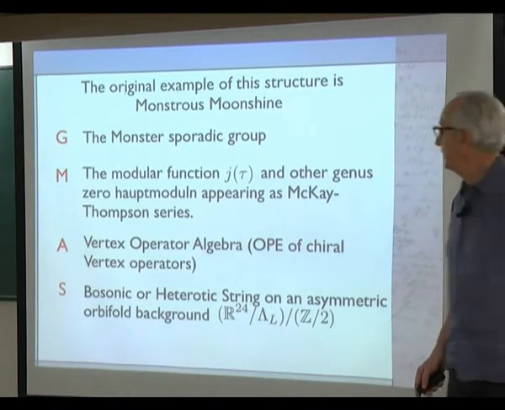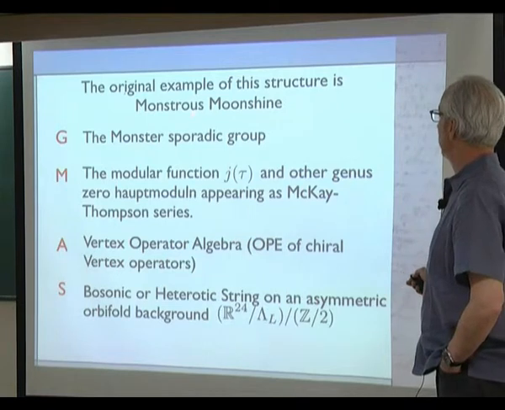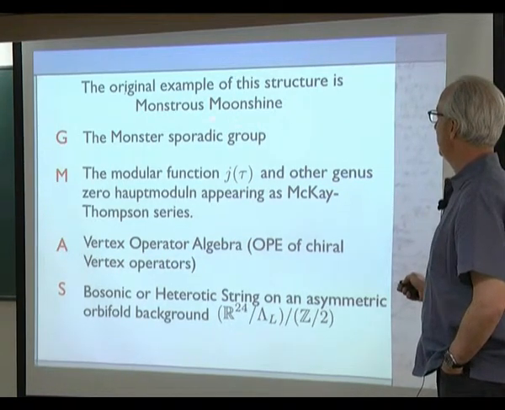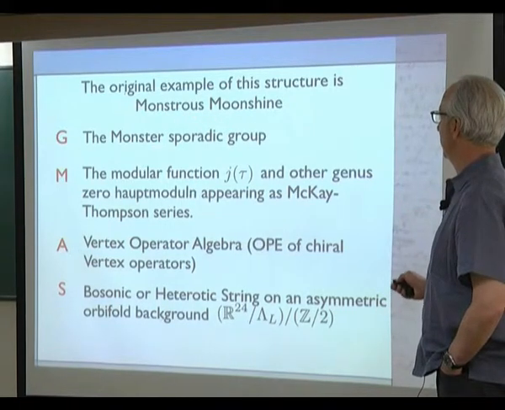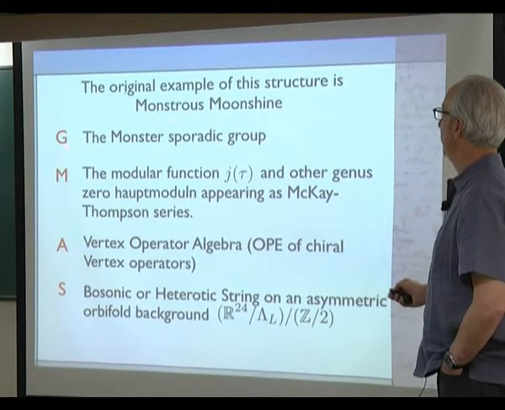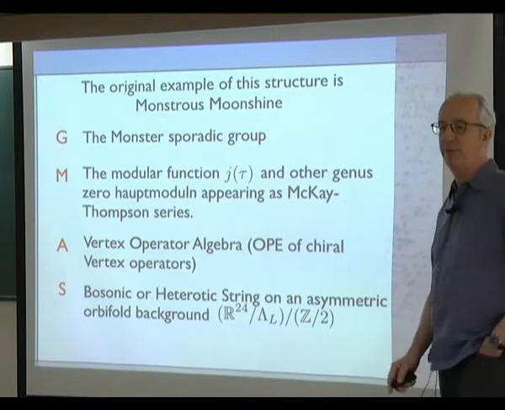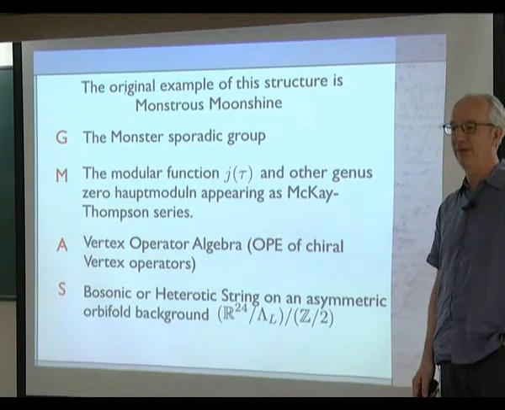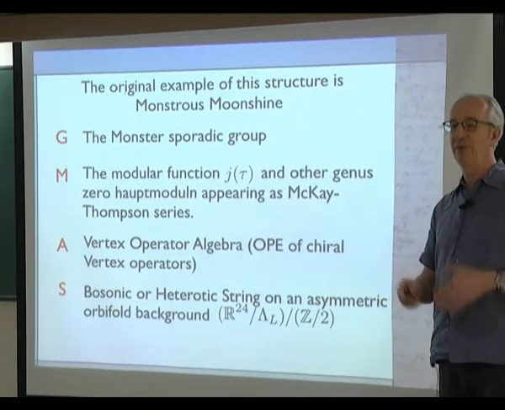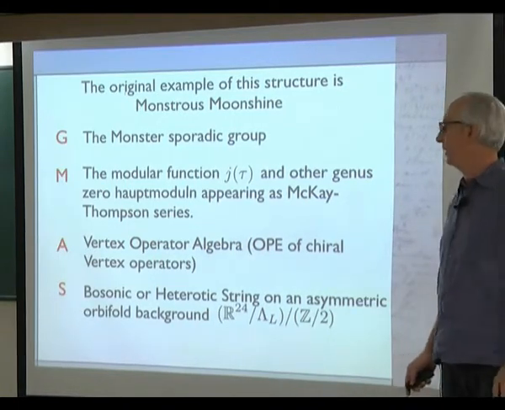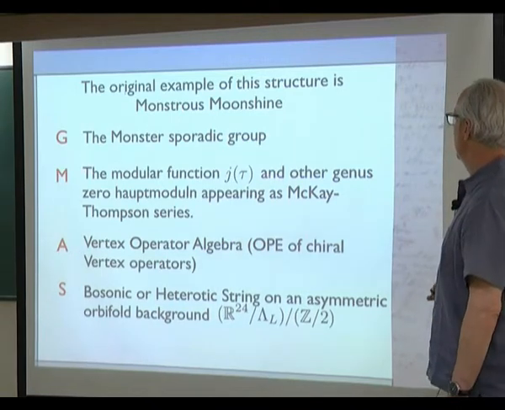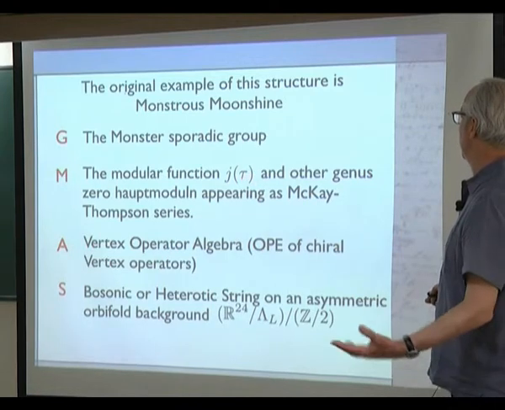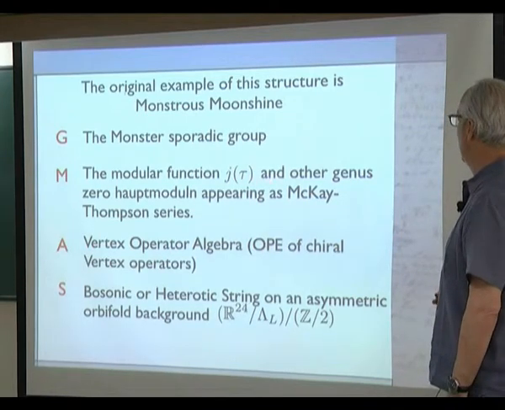So the original example of this structure was Monstrous Moonshine, and I'll just say a few words about this. In Monstrous Moonshine, there's a well-understood example of each of these objects. So the group, the finite group, is the largest sporadic group called the monster. It has something like order 10 to the 50 elements. It's not the largest finite group, but the largest sporadic finite group. The modular function is the weight zero modular function j of tau.